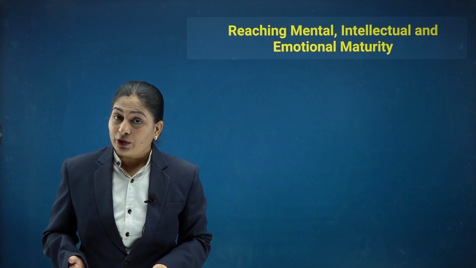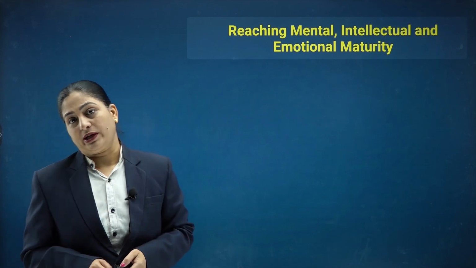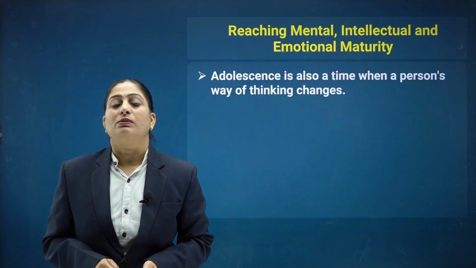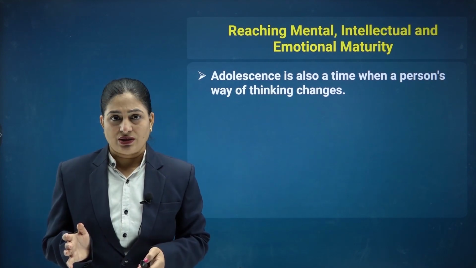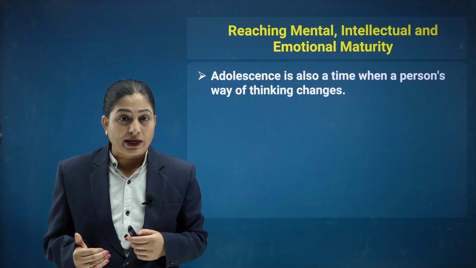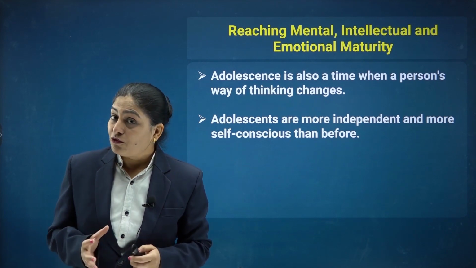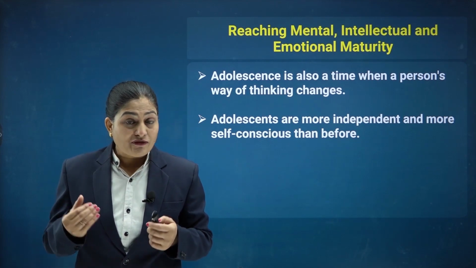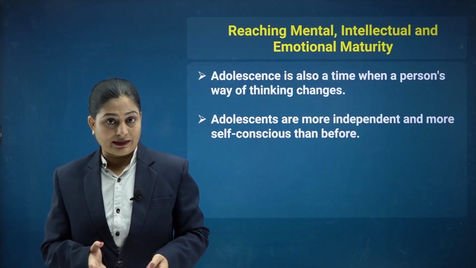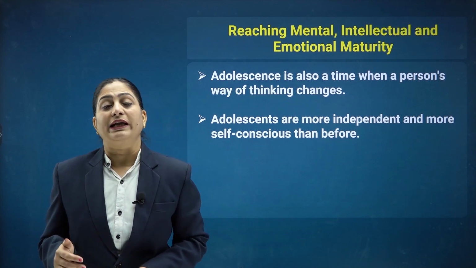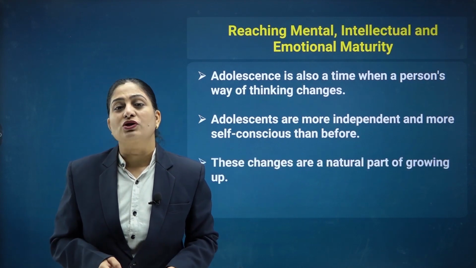Now, after this, another very important thing is reaching mental, intellectual and emotional maturity. When we talk about adolescence, we say that it is also a time when a person's way of thinking changes. You feel more anger, depression and anxiety at this time. Adolescents are more independent and more self-conscious than before, and they have more thinking ability and are thinking more about a number of things, and thus we can say that mental and intellectual maturity is also increased at this point. Definitely it causes emotional maturity also.